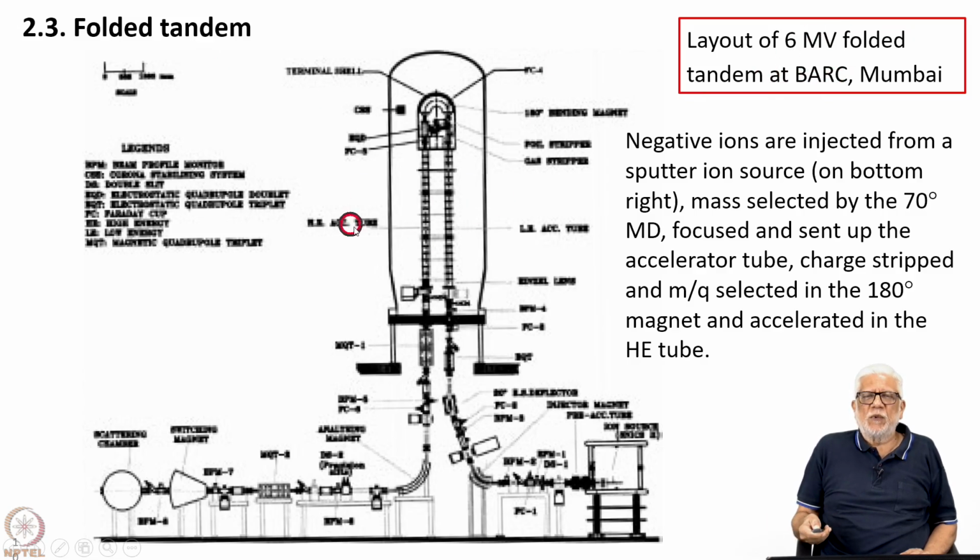So, in the old 5.5 million volt single-ended Van de Graaff, things were modified to put in two accelerating tubes and a 180-degree analyzing magnet. So you have a negative ion source putting a beam in at the low energy end, then you have a stripper, and then these positive ions bend by 180 degrees, come down, again get accelerated, and then there is an analyzing magnet which sends the beam to the experimental hall.